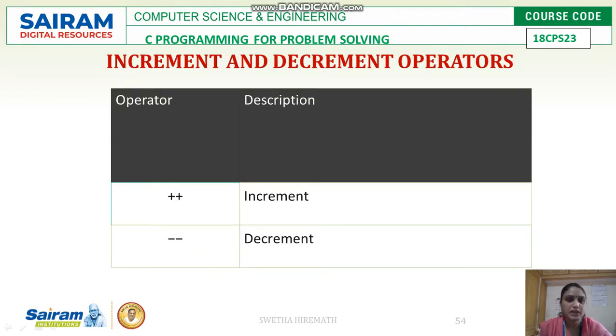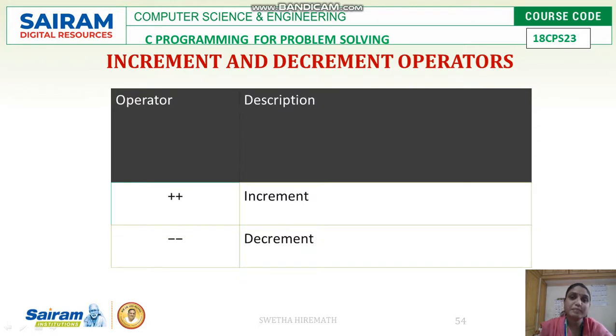Coming to the increment and decrement operators. Increment and decrement operators are unary operators, that is, they are used on a single operand. Only a single operand can be used with these operators. The increment operator is of two types: post-increment and pre-increment. Decrement is also of two types: pre-decrement and post-decrement.